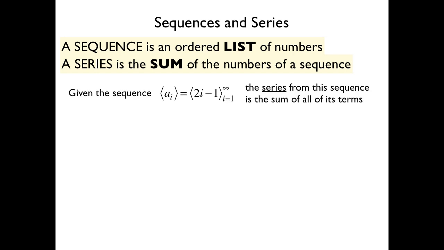Okay? So here's our sequence. The first one we looked at, 2i minus 1. The series from the sequence is the sum of all of its terms. So I want you to write an expression for that series, just like you would write for a second grader or a third grader. If you were to explain to a third grader what a series is, use this example and write it out. Remember, you're talking to a third grader, not a calculus student.